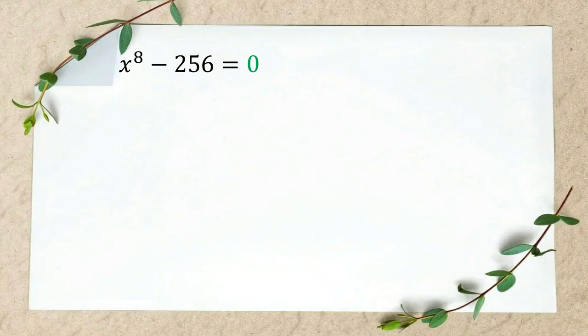x to the 8 minus 256 equal to 0. We can say it is x to the 8, and 256 is 2 to the 8, equal to 0. As you can see, one obvious answer is x equal to 2.